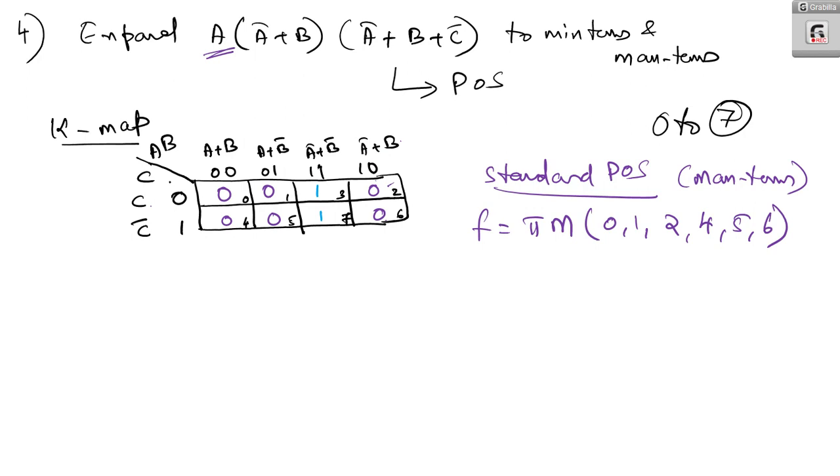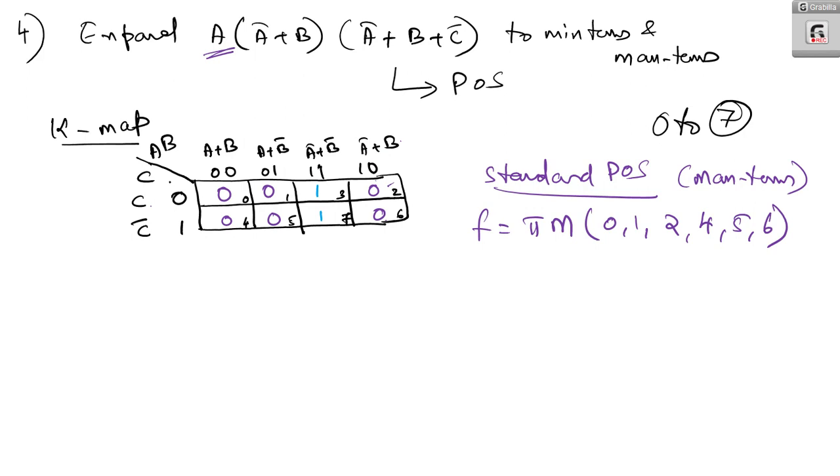A bar or B bar or C, whether that is there. A bar or B bar. Okay, so you can write this. That is a corresponding match term.